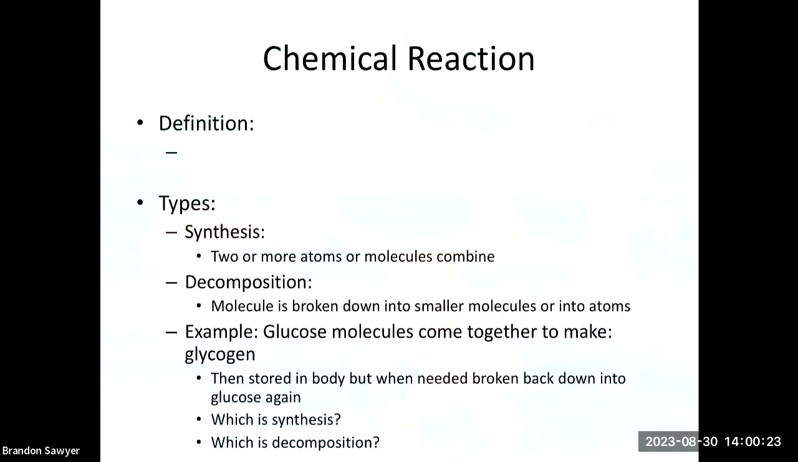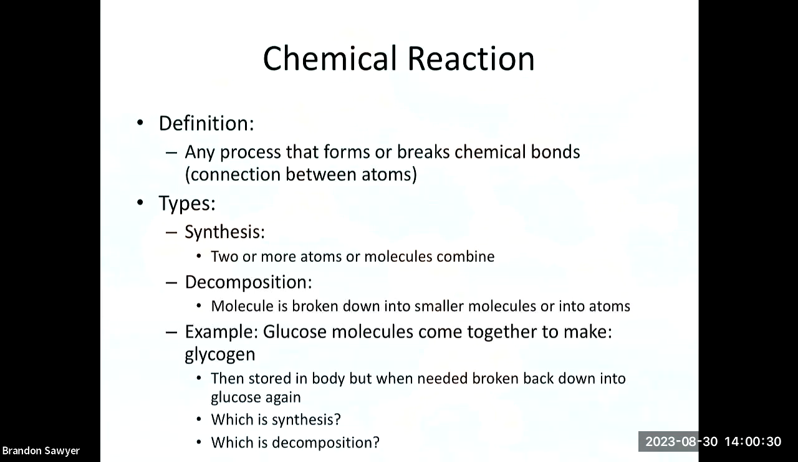Okay, all right, so just a brief bit of info on chemical reactions. A chemical reaction is any process that forms or breaks one of these chemical bonds that we were just talking about. There are two primary types of chemical reactions. One type is where we take two smaller things, put them together and make a bigger thing. That's a synthesis reaction. When we talk about synthesizing something, that means we're making something larger from something smaller.